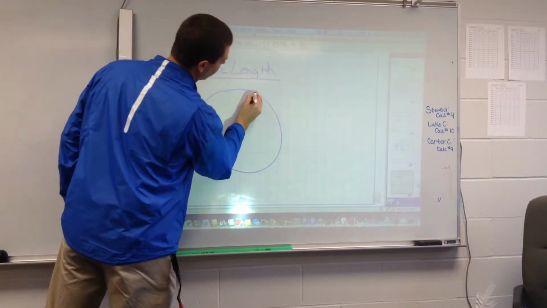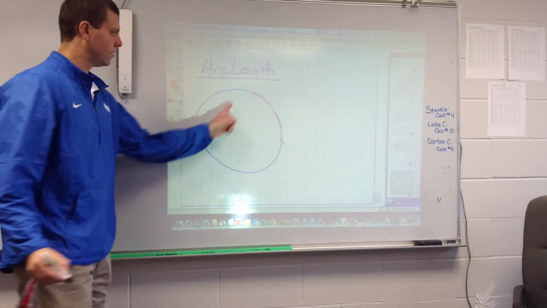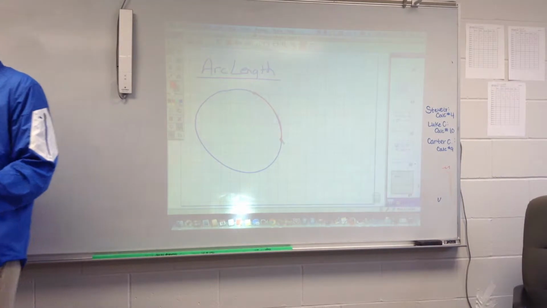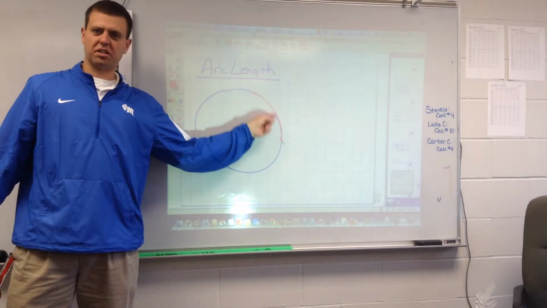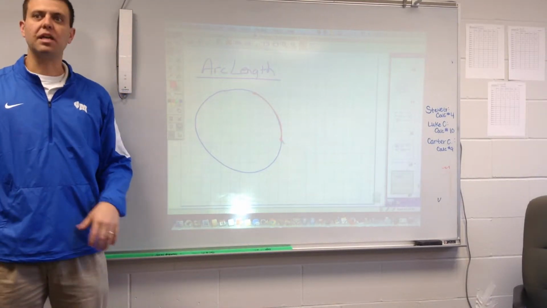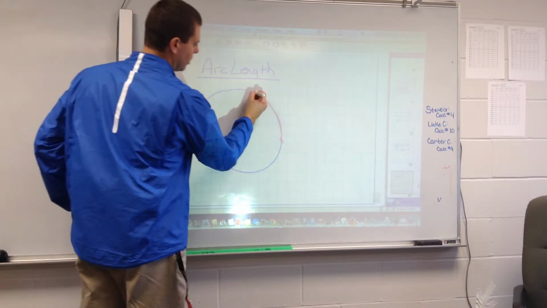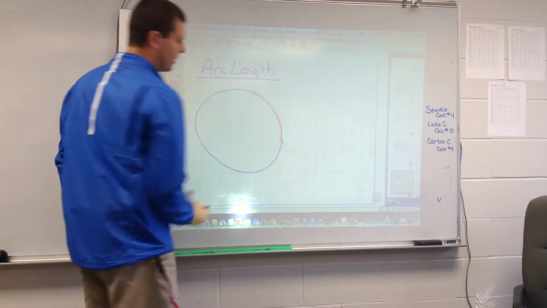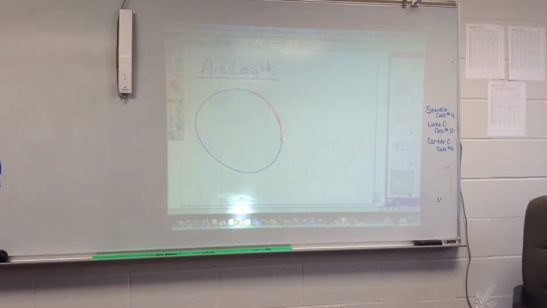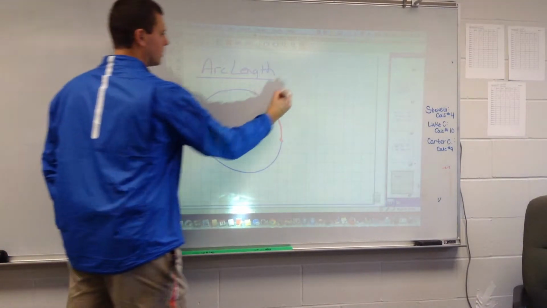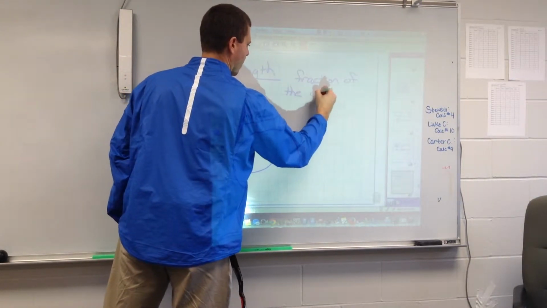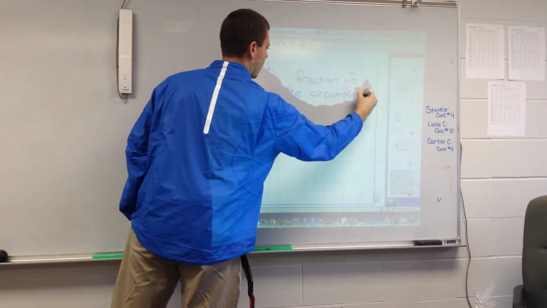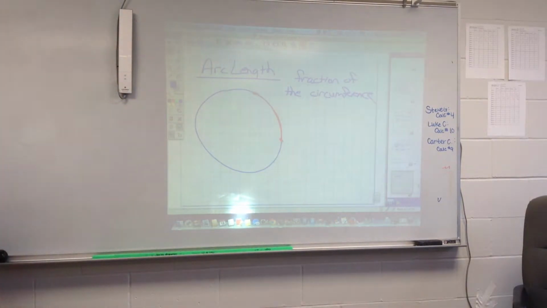So, like if I want to know how far it was from there to there, that is called an arc length. I want to know the length of that arced segment. It's a part of the circumference. So arc length is a part or fraction of the circumference. Arc length is basically a fraction of the circumference.